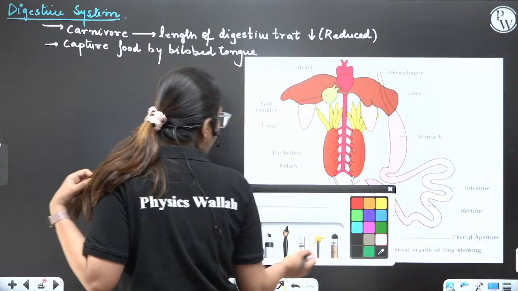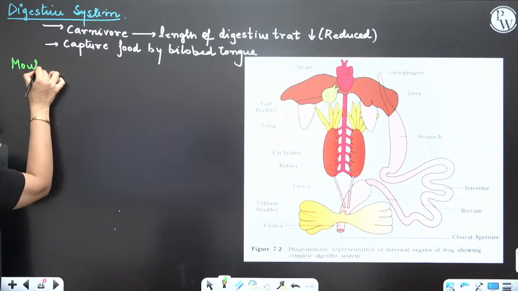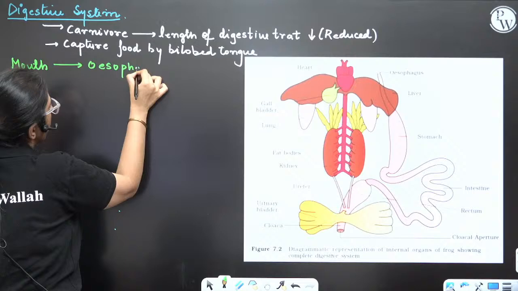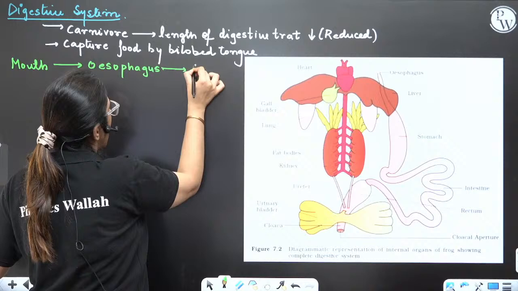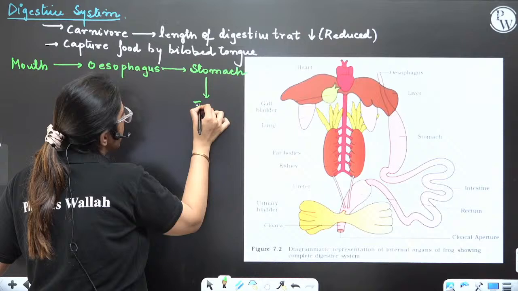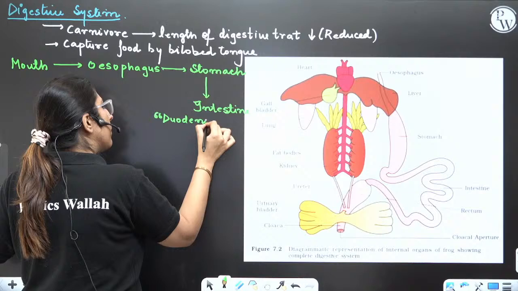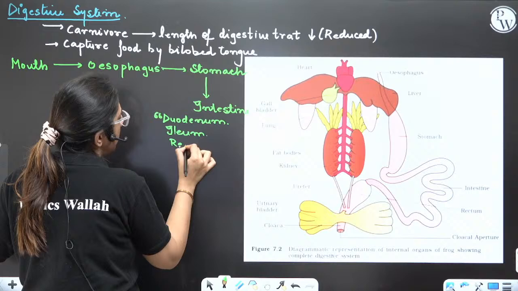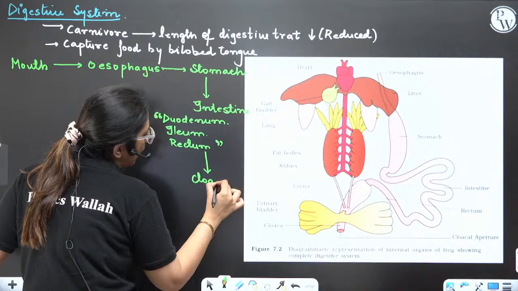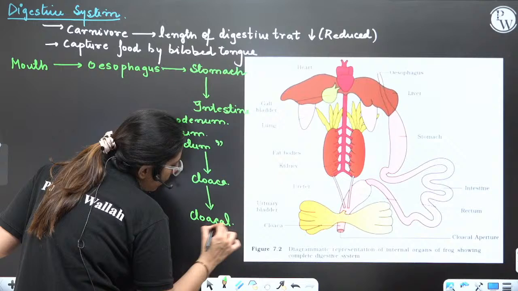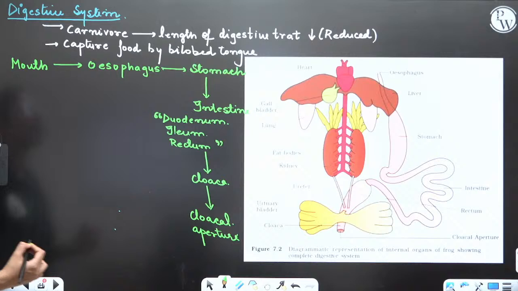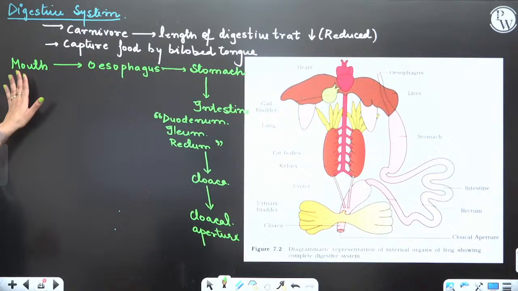So, here from the mouth to the esophagus, right? Esophagus to the stomach. Then to the intestine, right? Intestine has various parts like duodenum, ileum, rectum. Then it opens to the outside through a cloaca. Undigested food goes out through the cloacal aperture. This is the flow of food. Clear? Yes. Mouth, esophagus, stomach, intestine, cloaca and the cloacal aperture.